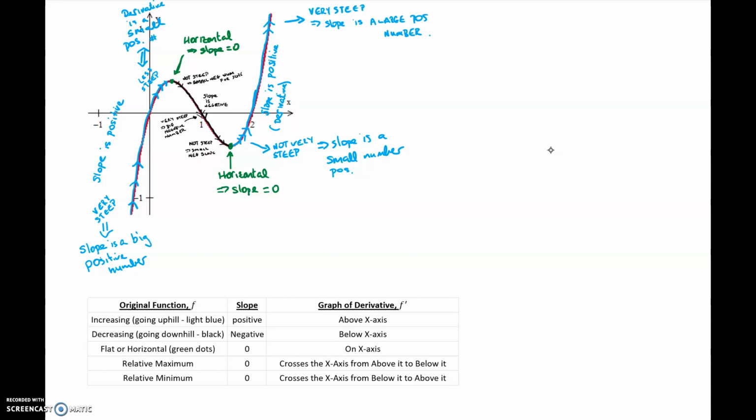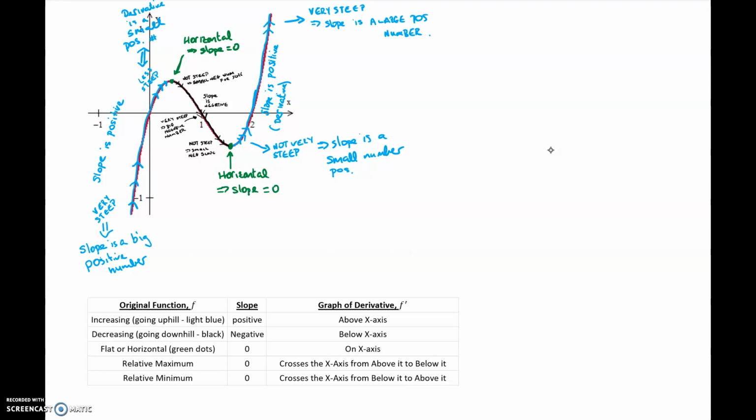Where the original function is horizontal, that's the green dots, the slope there is 0, since the slope of horizontal is 0. That means the graph of the derivative f prime will touch the x-axis.